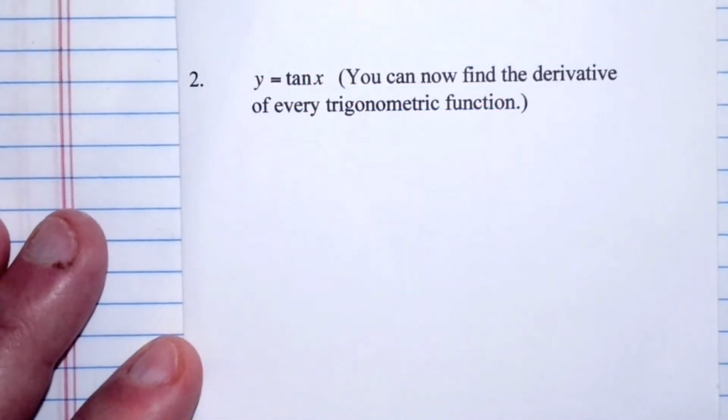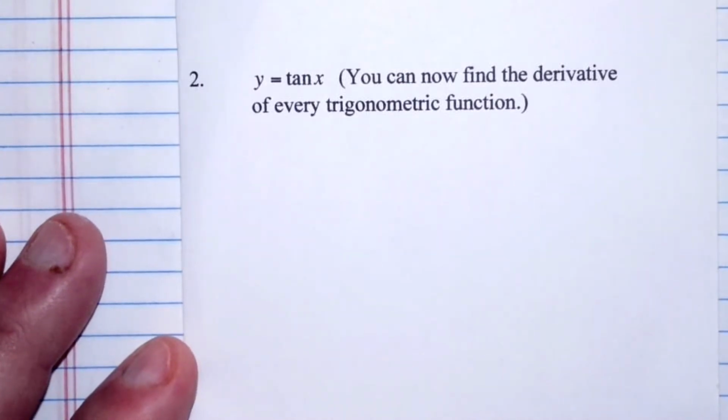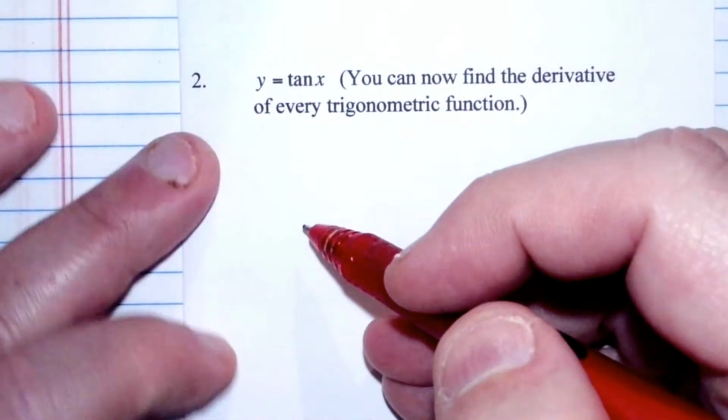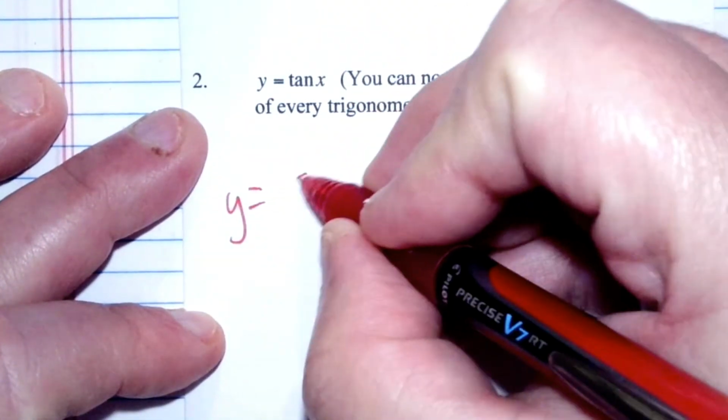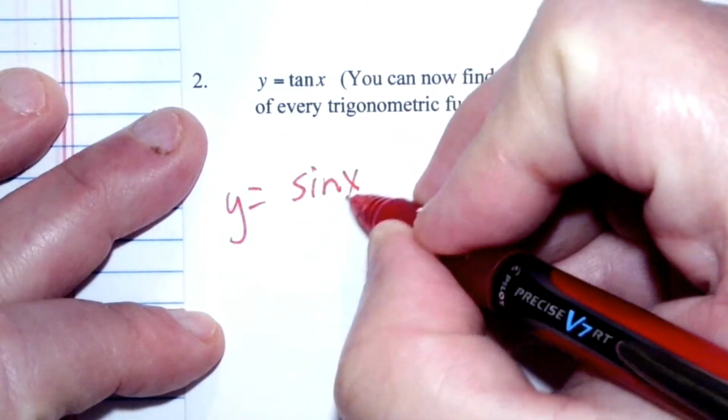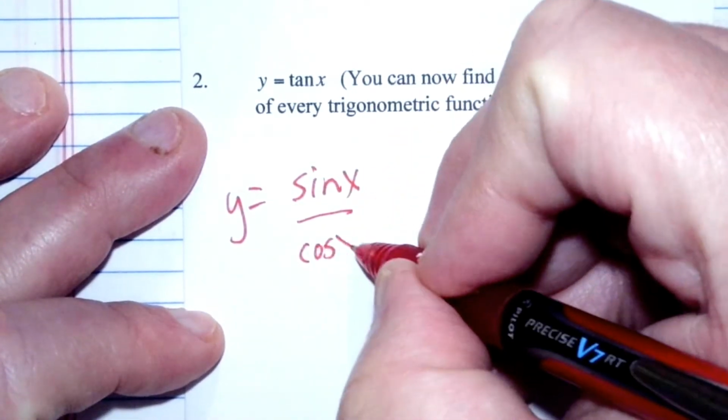Let's differentiate y equals tangent x. Now that we have the quotient rule, we can find the derivative of any trigonometric function, since each of the trig functions can be expressed in terms of sine and cosine, or one of the other, or both. So in this case, y equals sine x divided by cosine x.